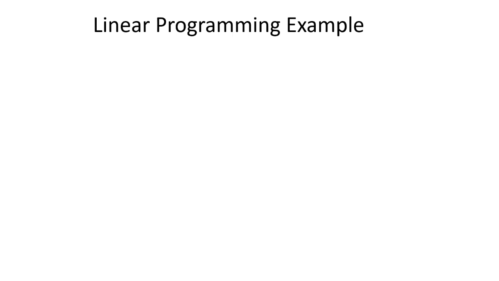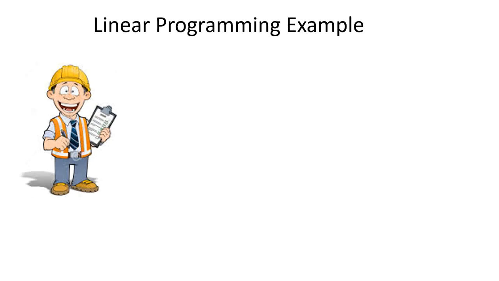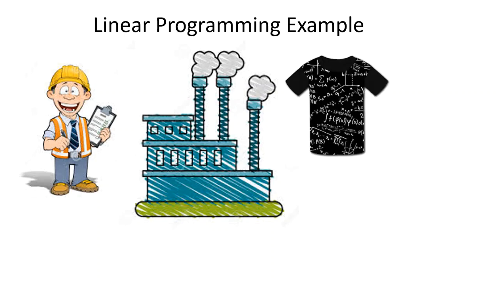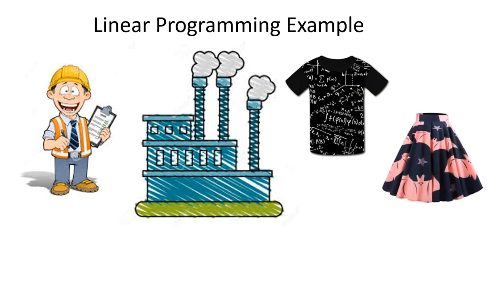Let's look at this first example of linear programming. There's this guy, we'll call him Mike. Mike works in a factory. He's been hired in this factory. What happens in this factory is that they make shirts and they make skirts. So this is basically a skirt and shirt factory.